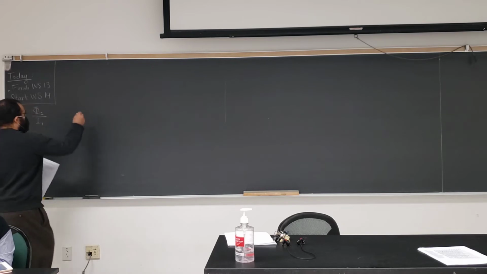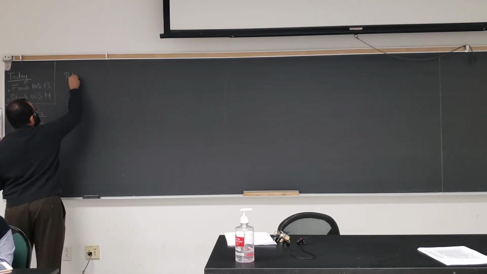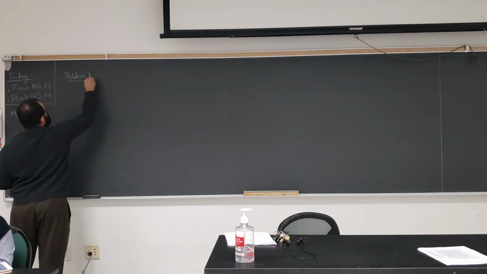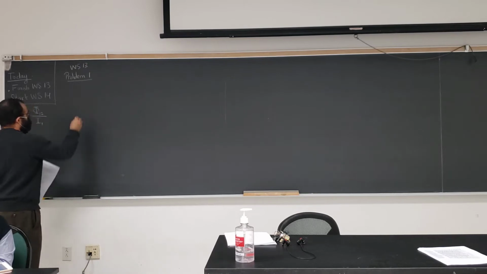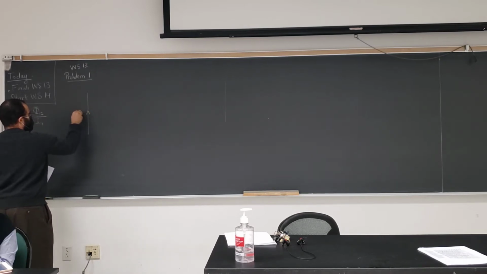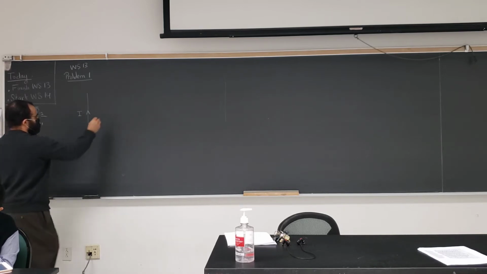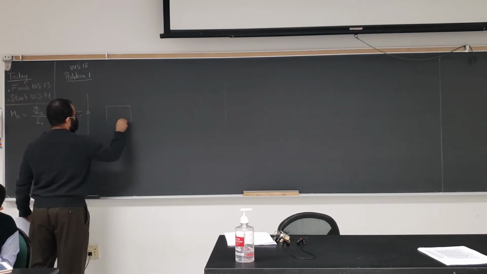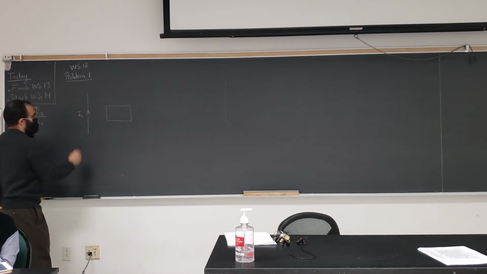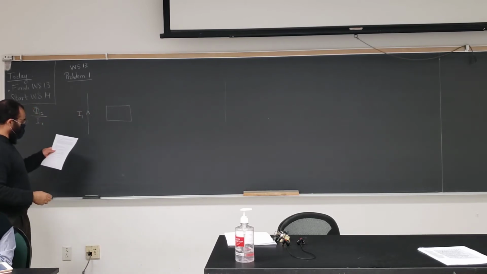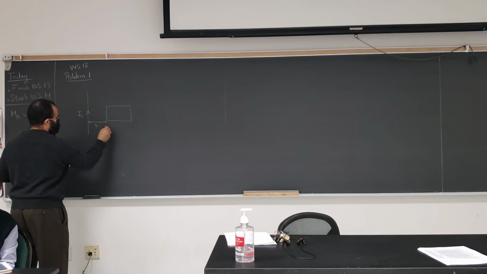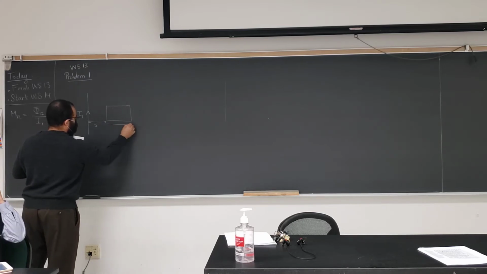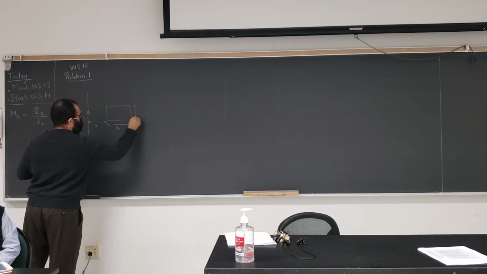So here is problem 1, on worksheet 13. You've got the current this way, called I1, and you have a loop. The loop has a certain length and width. First of all, the distance from here to here is S, the distance this way is W, and this way is H.